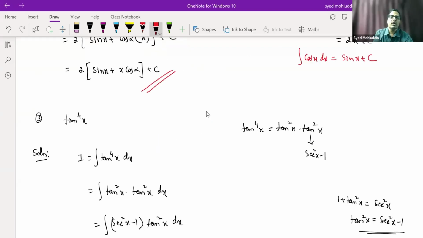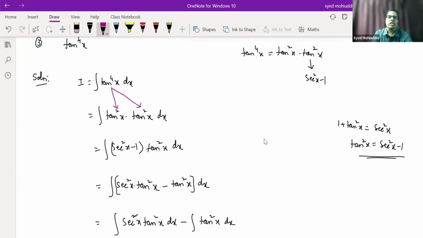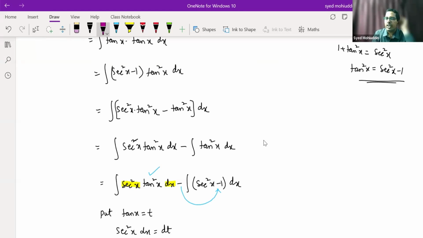If you don't get the idea of converting this tan power of 4 in terms of tan square, you cannot solve this. Because I know that I can convert tan square in terms of secant square. But even if you reach this step, here also, you'll not be knowing how to integrate it. Only after multiplying, you'll come to know that you are getting secant square into tan square. This is also not integrable. You cannot integrate this one.